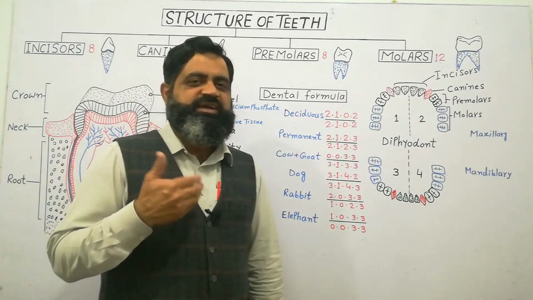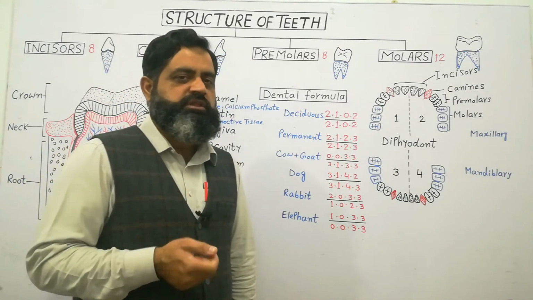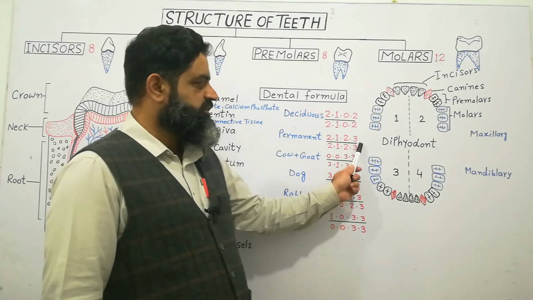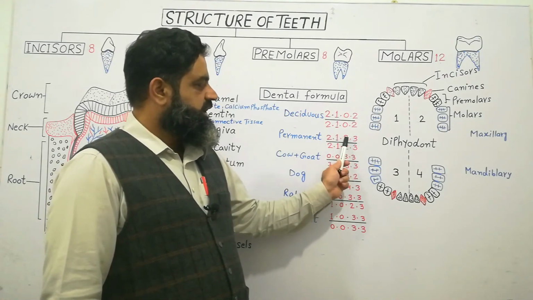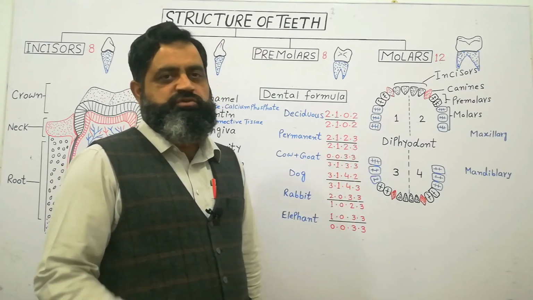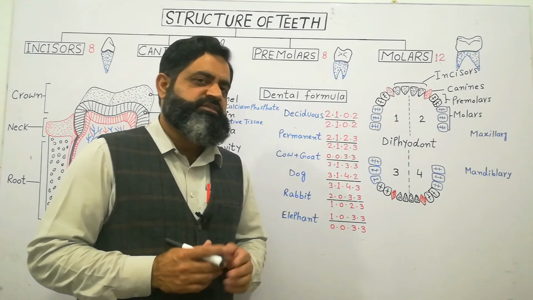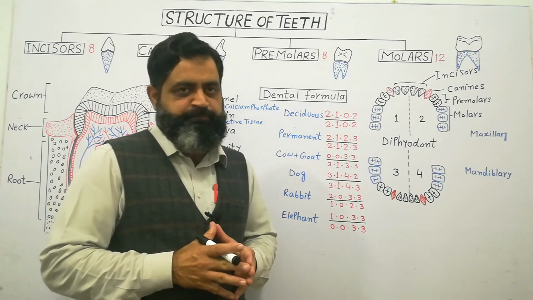If you want to know the exact number of human teeth in the adult form, you have to multiply it by 2. So 2, 1, 2 is 5, and 3 makes 8, 8 and 8 is 16, multiplied by 2 is equal to 32. A human adult has 32 teeth in his oral cavity.